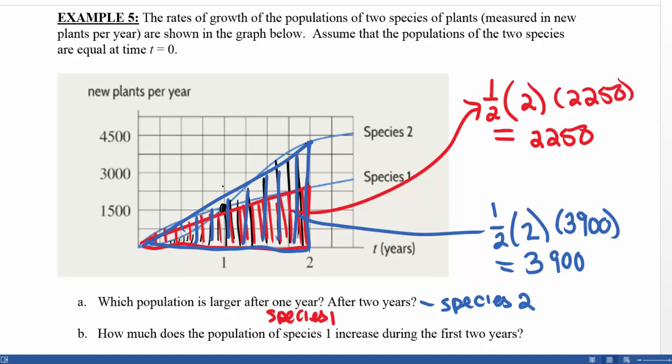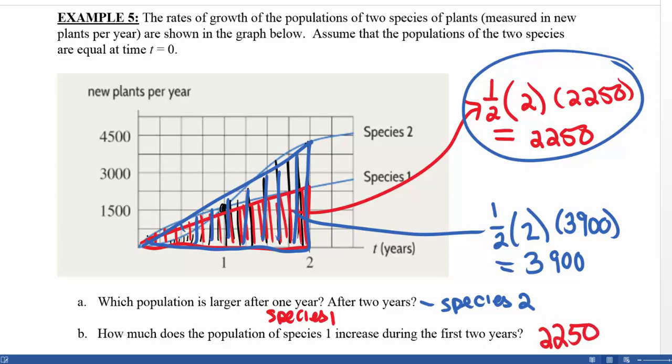So part B wants to know, how much does the population of species 1 increase during the first 2 years? Well, we actually found that when we were comparing. So during that first 2 years, it increased by 2250 because that was our approximation of the area under the species 1 curve. So again, if you want to compare how big 2 species are or 2 populations, you're looking at the area under the rate curve and you're trying to determine which area is larger.